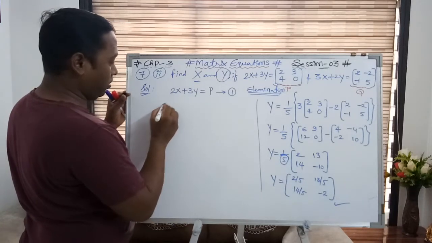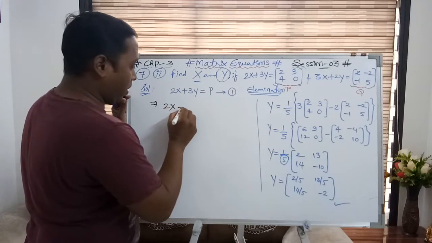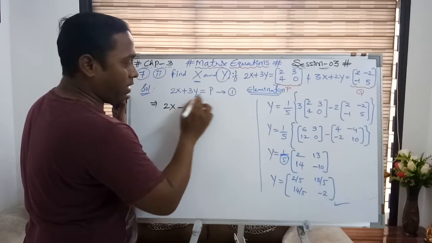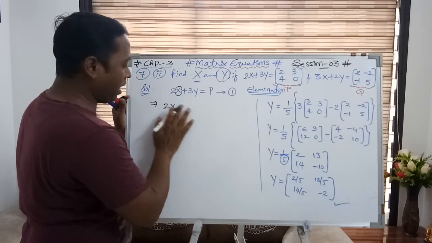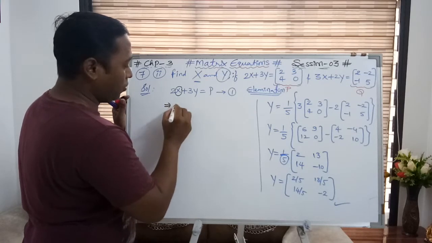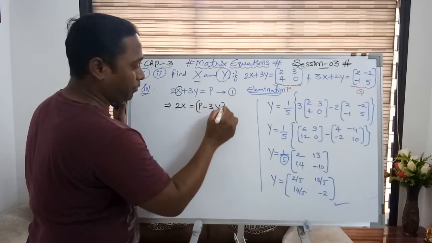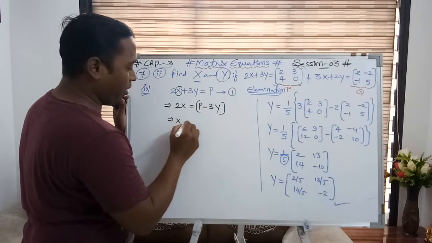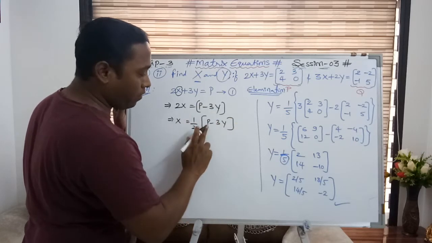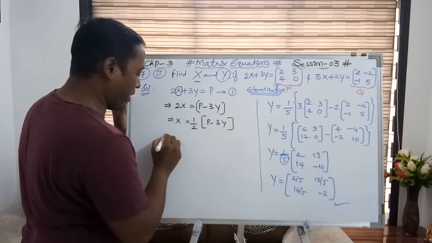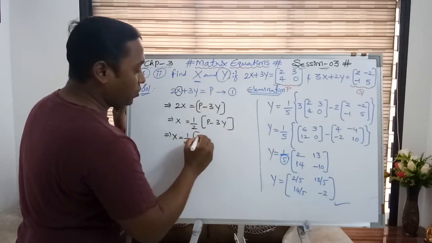So what does the equation say here? 2x plus 3y is equal to p. How to get x here? Just by shifting these terms. So first I will shift the terms. So 2x is equal to p minus 3y, and then x would be equal to half of p minus 3y. Now I know the value of p, I know the value of y. Value means matrix. X is equal to half of, what is p, which is given already.